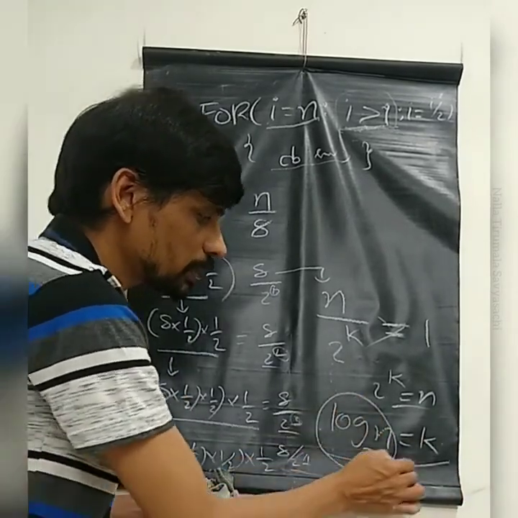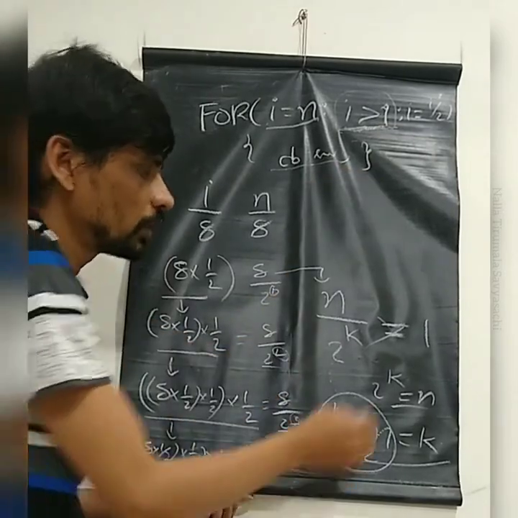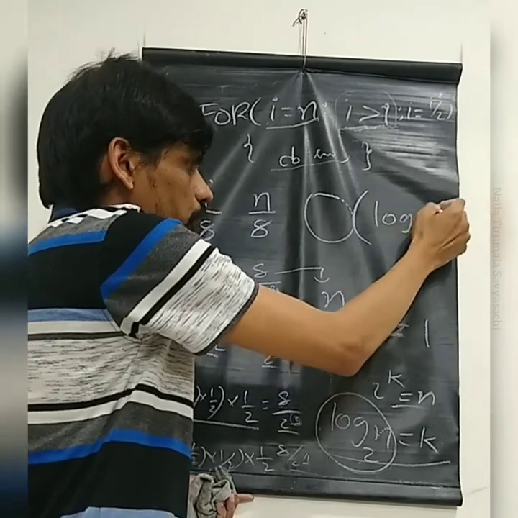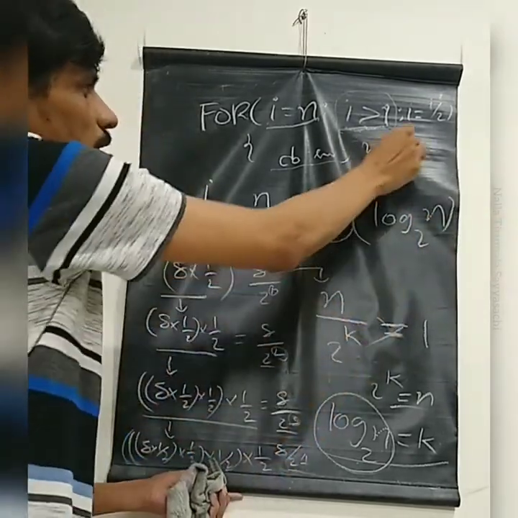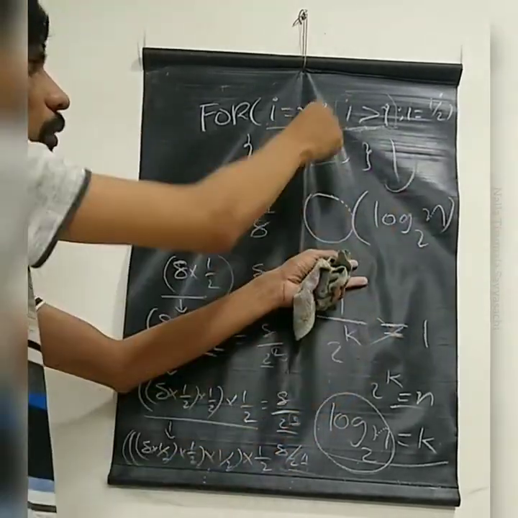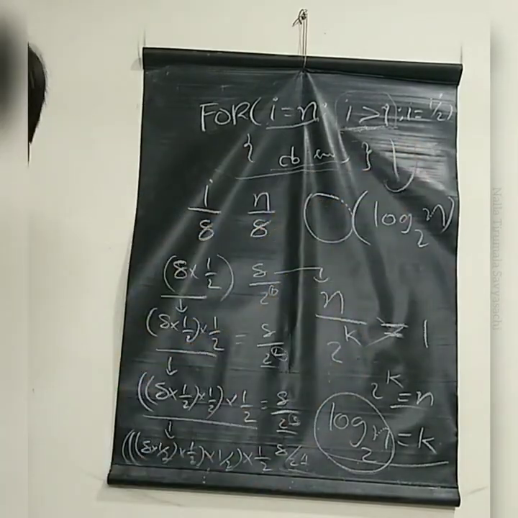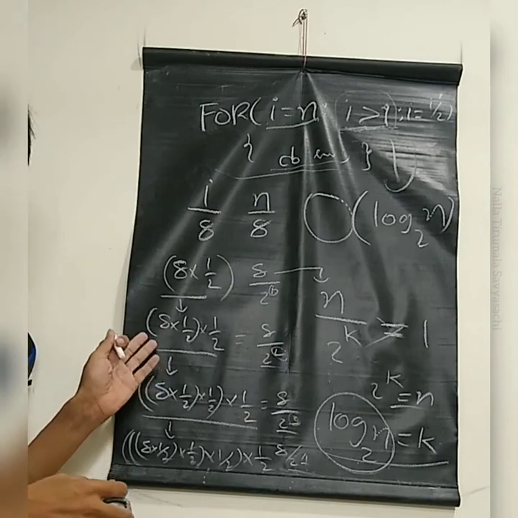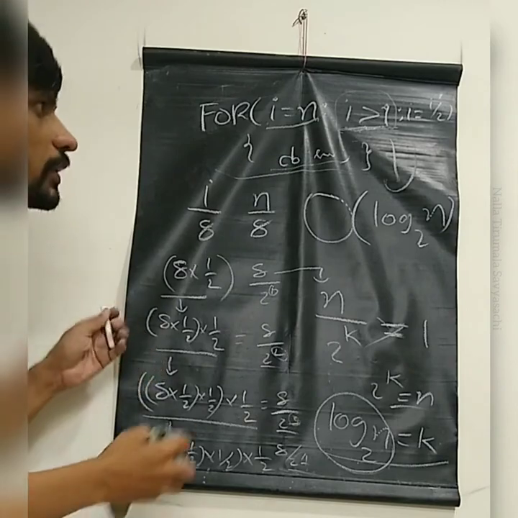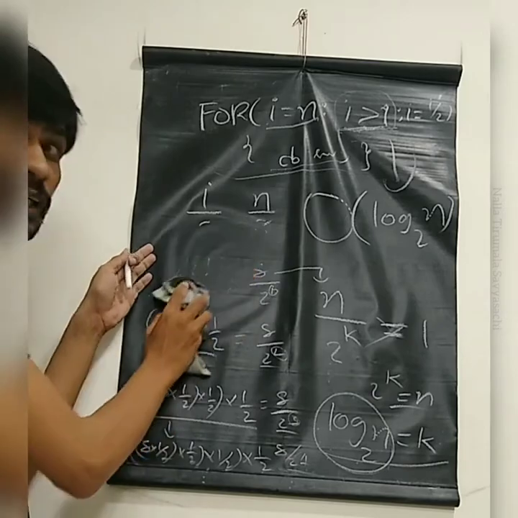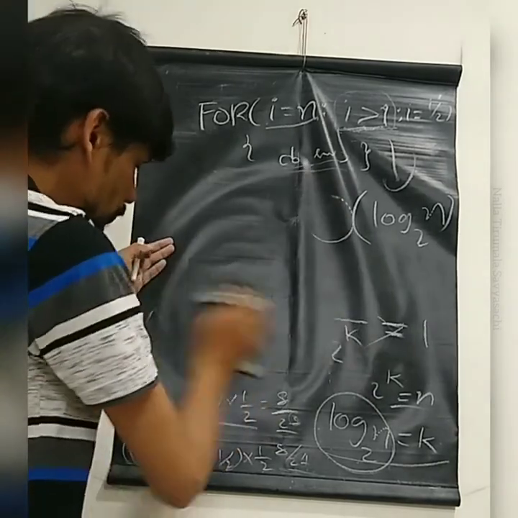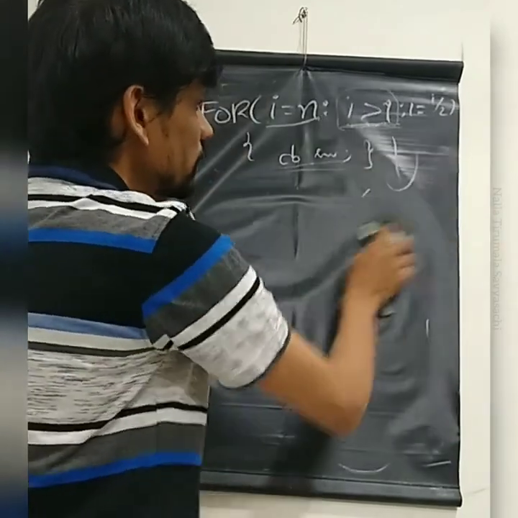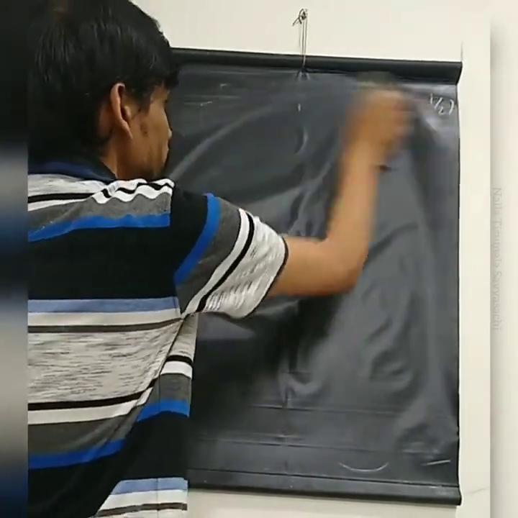So what is the complexity of this for loop? Big O of log base 2 n. So this is the complexity of this for loop, right? I hope everyone understood. We will see another example also. We will try to understand the loops so that it will be easy for you.